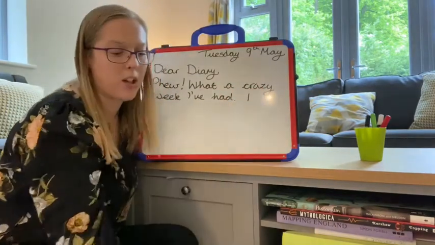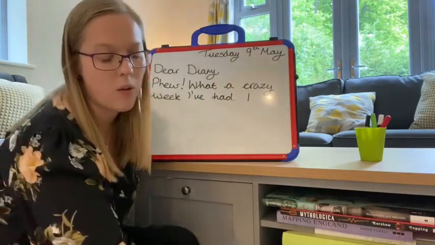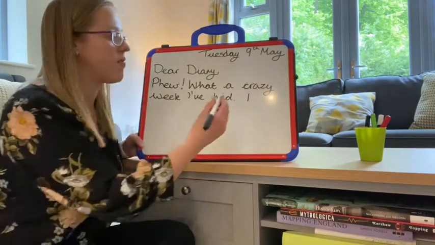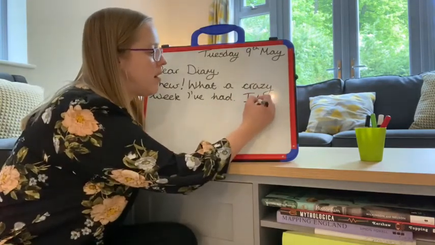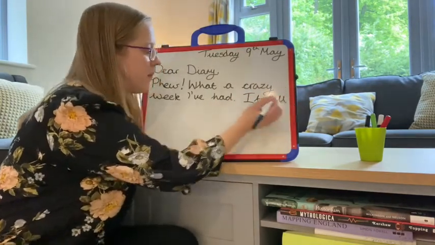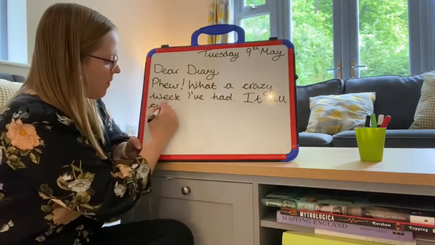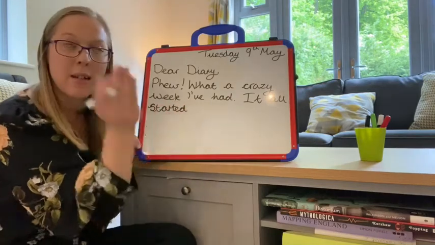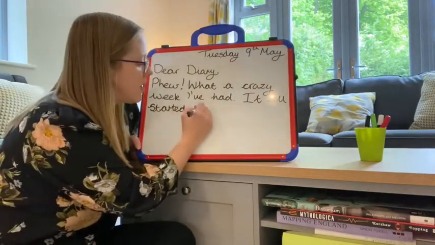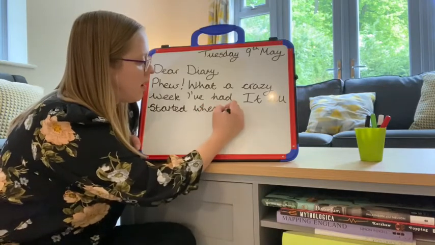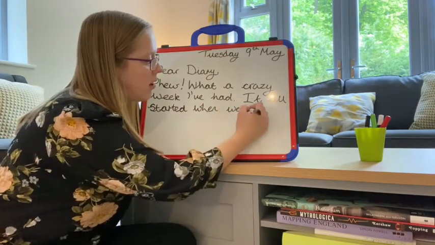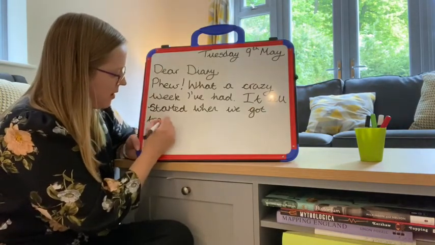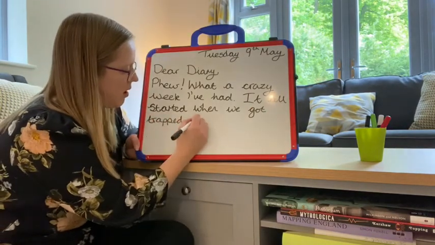I'm going to look at my first event here on my timeline, which says Badger and family get trapped under the hill. So I'm going to write about that. It all started when we got trapped under the hill. Remember, I want to tell the events in the right order and I'm using the past tense. I'm looking back at it.